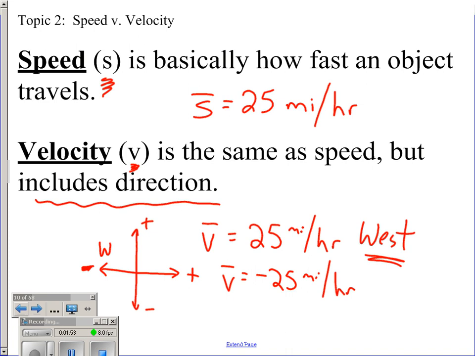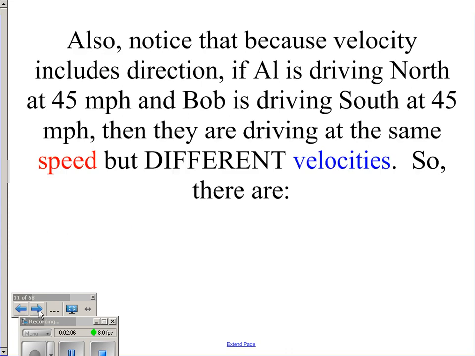And a lot of people get frustrated with this because they go, what does it mean to have a negative velocity? And again, all that negative sign is telling us is the direction. It's telling us that the object is going in a negative direction, in this case, west. All right? So notice that because the velocity includes direction, you can have a scenario where you've got objects that have the same speed but different velocities.